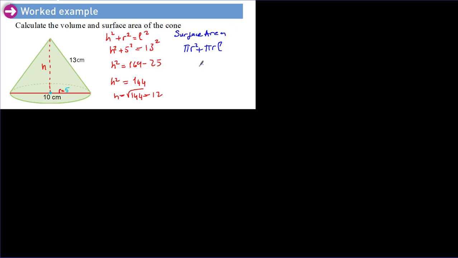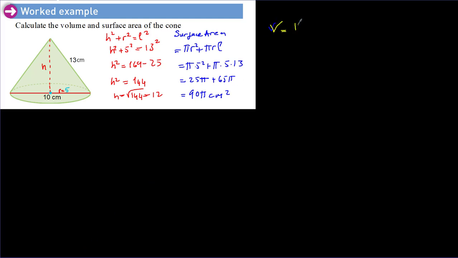With respect to that one, the surface area is equal to pi times 5 squared plus pi times 5 times 13, which is equal to 25 pi plus pi times 5 times 13, which is 65 pi, and then it's going to be equal to 90 pi centimeter squared.